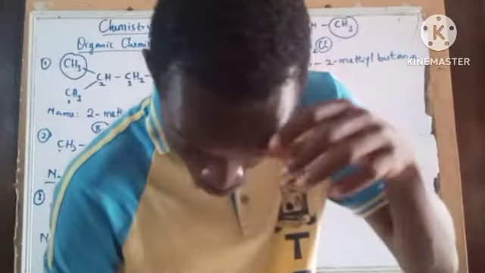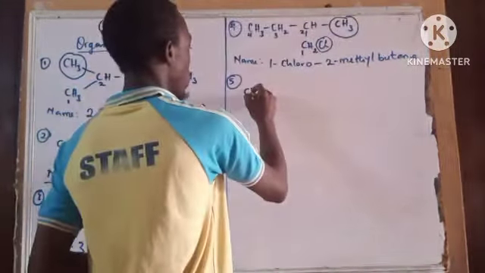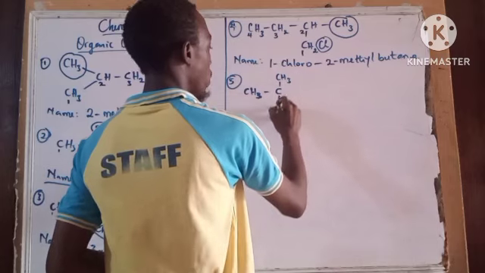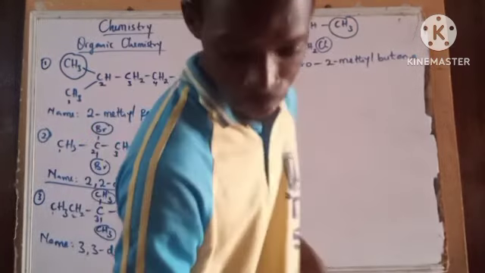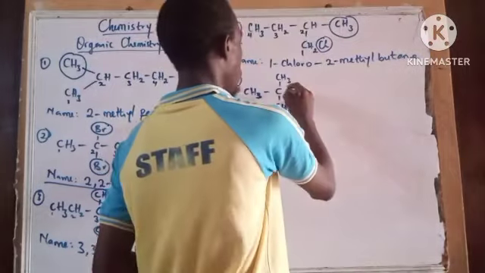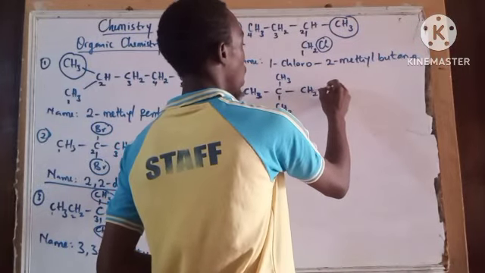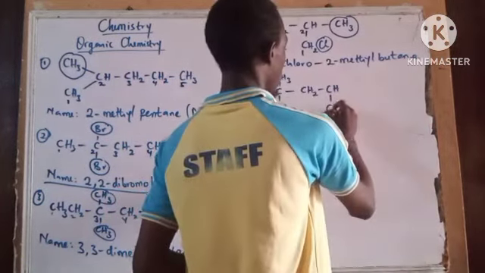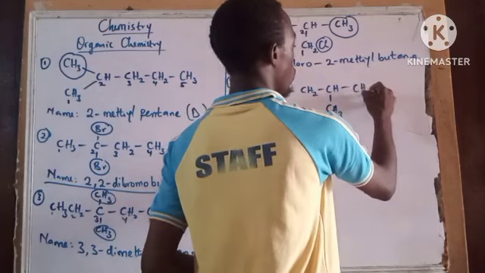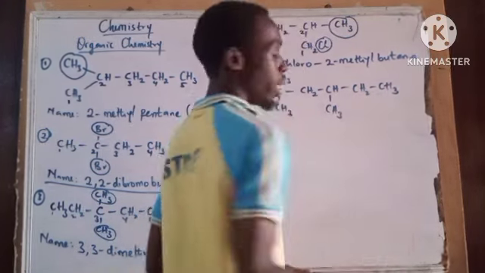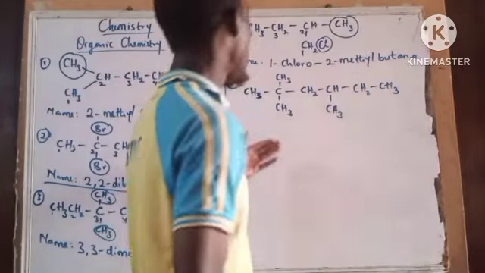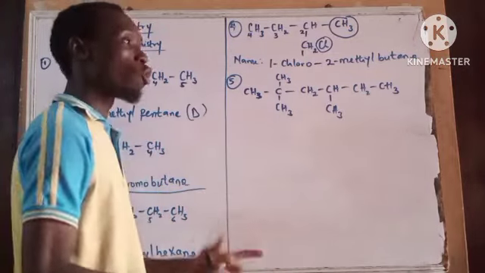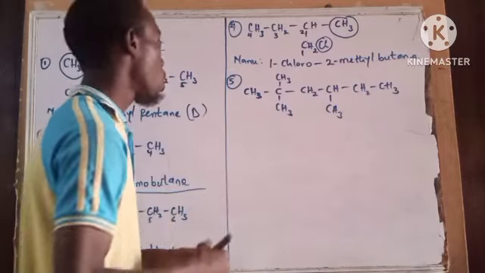Now for question 5, we have CH3, CH3. We have CH3 here, and we have CH2, and I have CH, and I have CH3 here, CH3, and I have CH2, and I have CH3 as well in this place. So now this compound here, again, first, your longest continuous carbon chain. Always remember that.